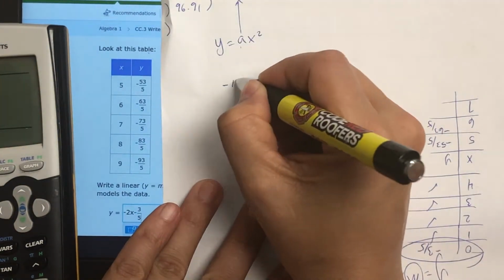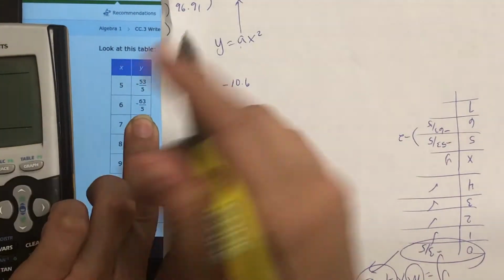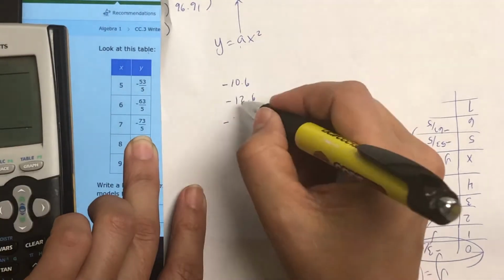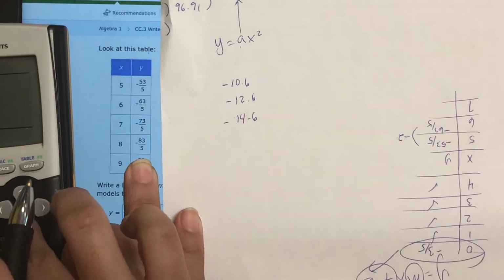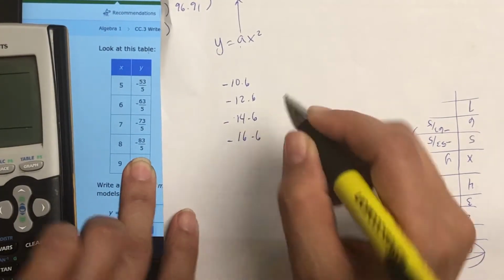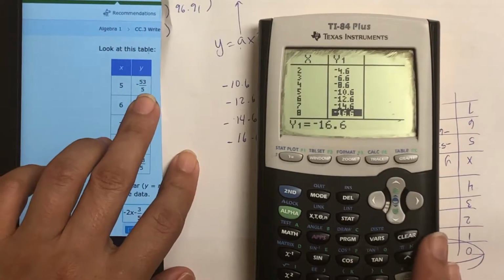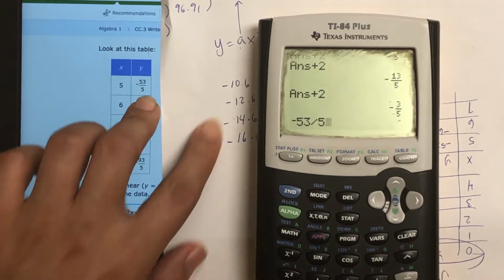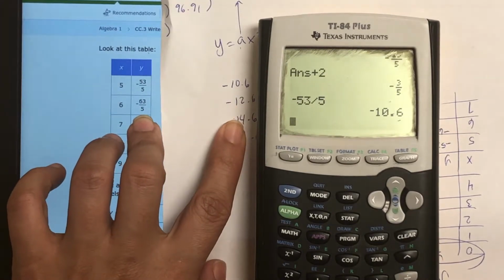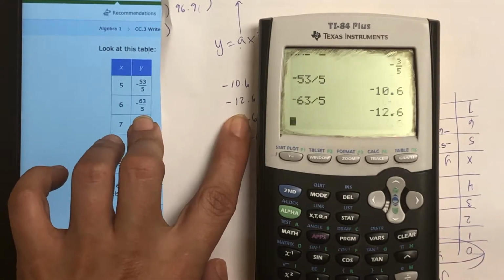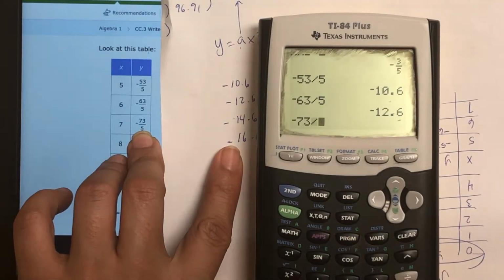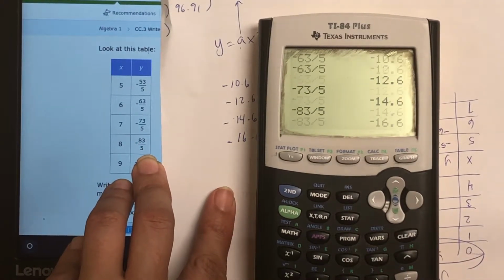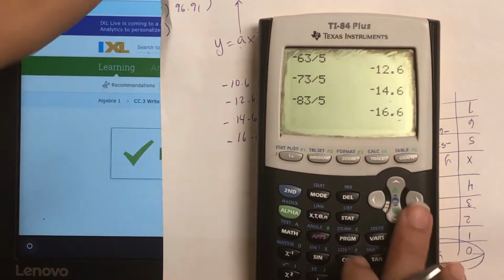So negative 10.6 is this one. Then it goes negative 12.6, then negative 14.6, then negative 16.6. And all you have to do is actually just do it. Second table: negative 53 divided by 5, is it 10.6? Yes. Negative 63 divided by 5, is it equal to that? Yes. Negative 73 divided by 5 is equal to that. Yes. And last one, negative 83 divided by 5 is equal to that. Yes. So that would be my right answer.